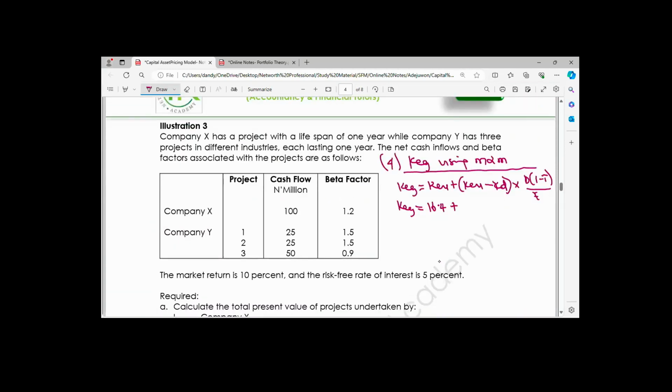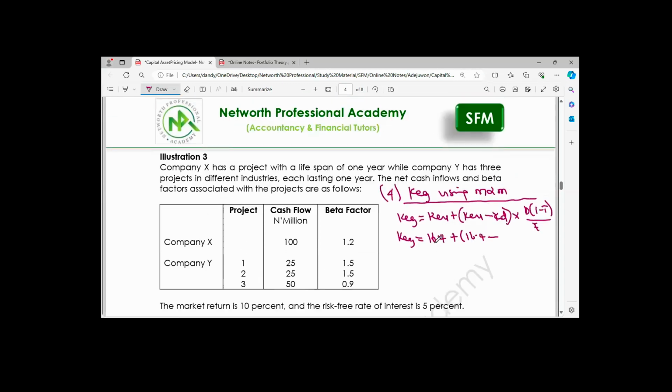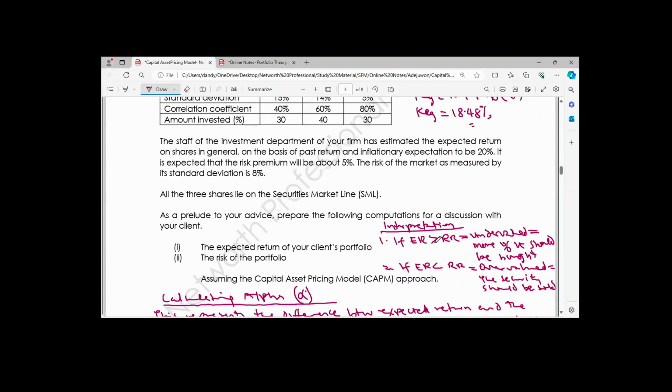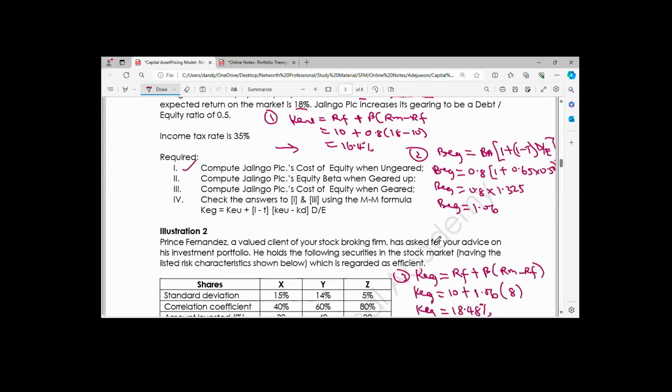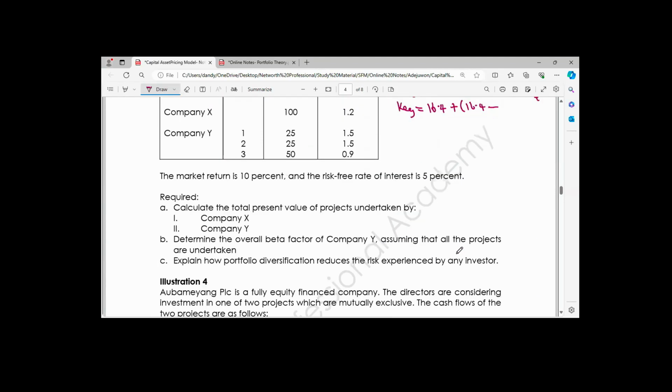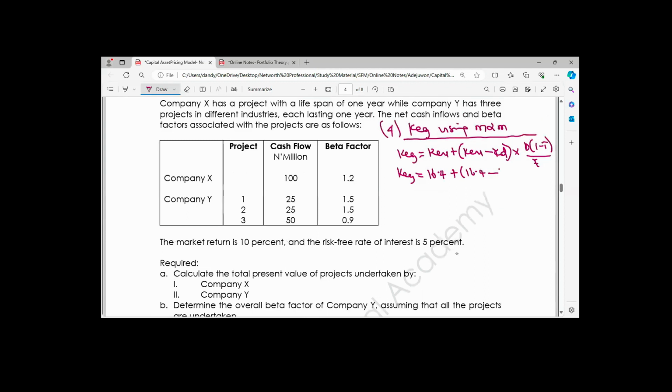Plus the cost of equity on ungear, 16.4, minus the cost of debt. Cost of debt represents the KD, the cost of borrowing, the interest rate on the debt. In this question, the examiner did not give us interest rates on anything. So since KD is not given, whenever the cost of borrowing is not given, you are going to assume the risk-free rate of return. It is assumed that the debt is risk-free. So in this case, I will assume 10% as the risk-free rate of return.